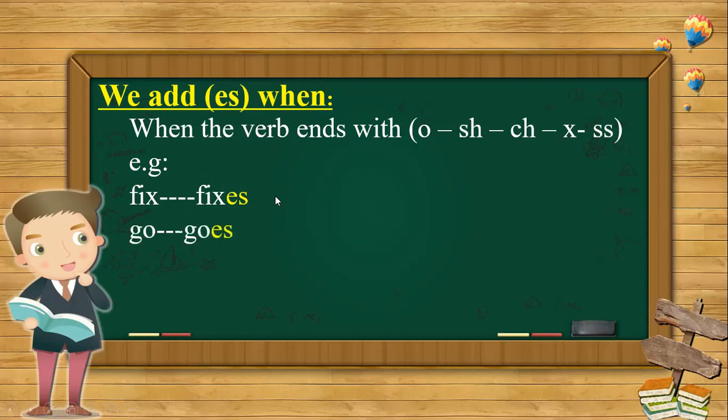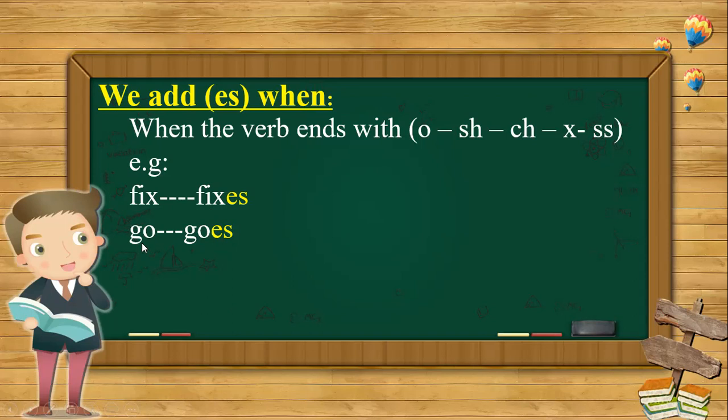Let's see another example: go. What is the last letter? Oh, excellent. With I, we, they, and you, will I change anything? No, I will not. It will be I go, we go, they go, you go. But with he, she, and it, let me think. Will I add S or ES?